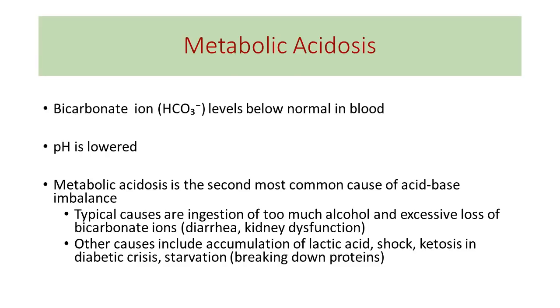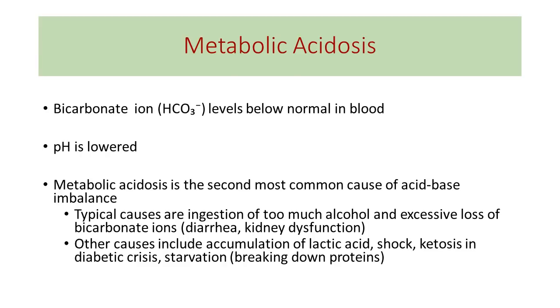Metabolic acidosis, on the other hand, has to do with bicarbonate ion concentrations in the blood. So respiratory acidosis is correlated with carbon dioxide levels. Metabolic acidosis has to do with bicarbonate levels. So if you don't have enough bicarbonate ion in your blood, it means that your blood is becoming more acidic, which means that the pH is going lower than 7.35.